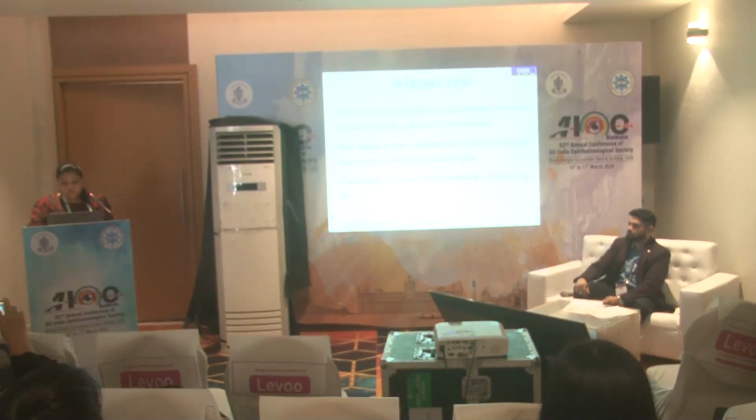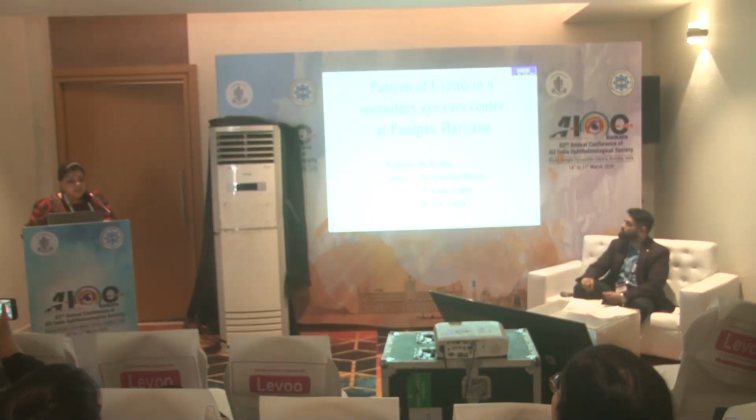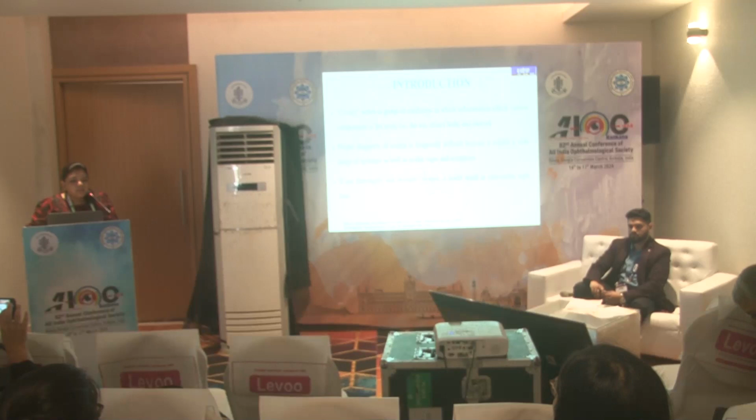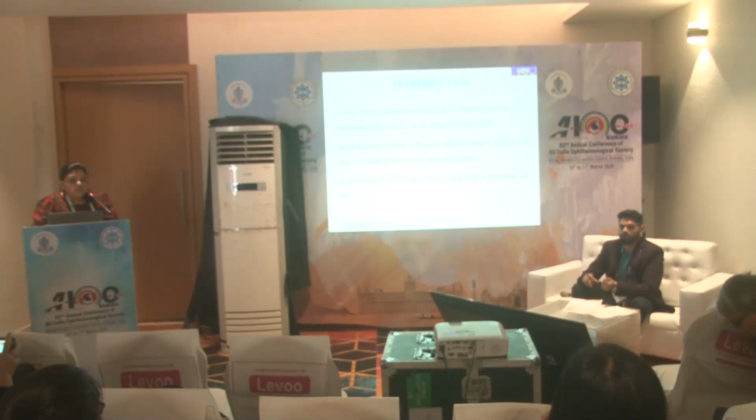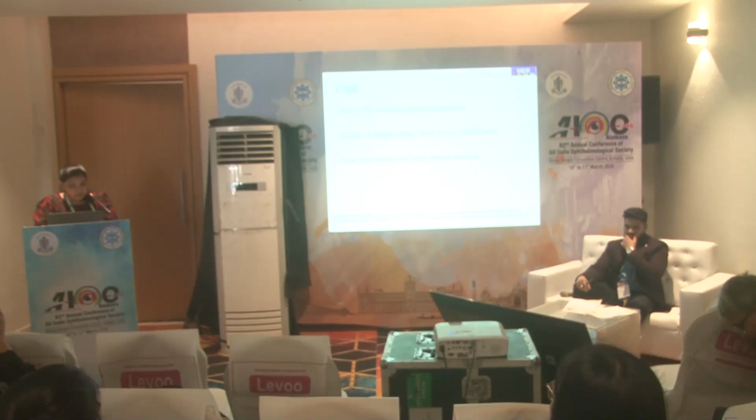Everyone, my topic is pattern of uveitis in a secondary medical center at Panipat, Haryana. Uveitis refers to a group of conditions in which inflammation affects the various components of the uvea, and proper diagnosis is frequently difficult because of wide systemic and ocular side effects. If not thoroughly and promptly treated, it leads to irreversible sight loss, and it is a cause of 25% blindness in underdeveloped nations. In India, 730 out of every 1 lakh people are affected with uveitis. Hence, early detection and prompt treatment are crucial.